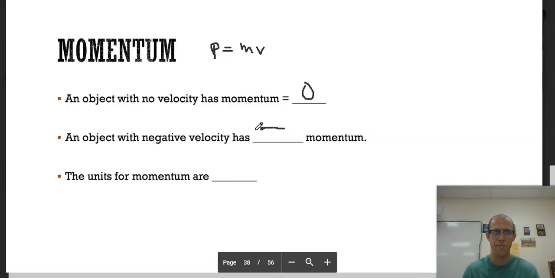to be positive. The units for momentum are, well, mass's units are kilograms and velocity's units are meters per second. So these are the units we use for momentum. It doesn't have a shorthand like force does for newtons, which is kilograms meter per second squared. This only has kilograms times meters per second, kilogram meter per second.